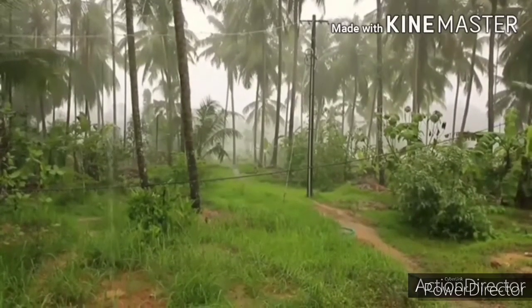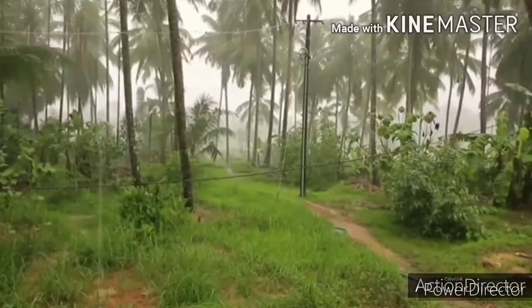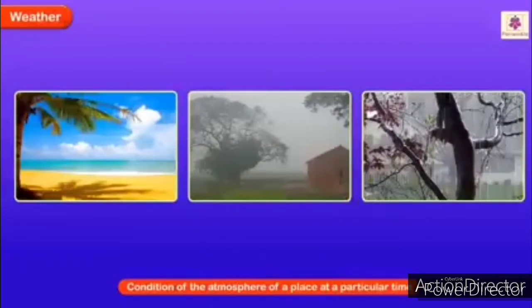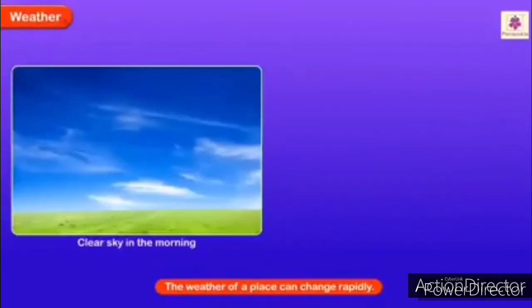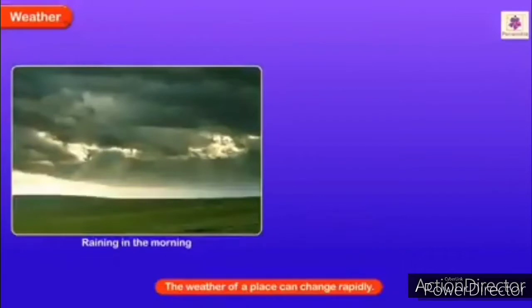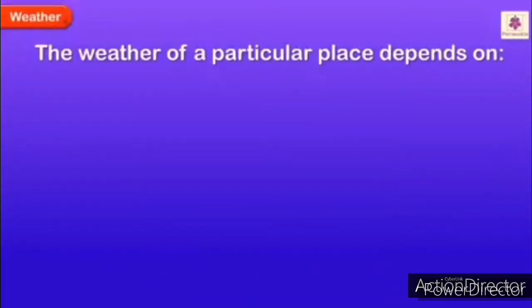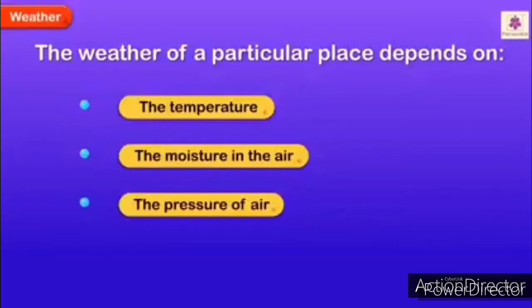Weather is the condition of the atmosphere over a short period of time. The climate of a place refers to its weather over a long period of time. For example, when we say that today is a very hot day, we are talking about the weather. However, when we say that it is hot during May, we are referring to a longer period of time, that is a month. This longer period of time refers to the climate of the place.